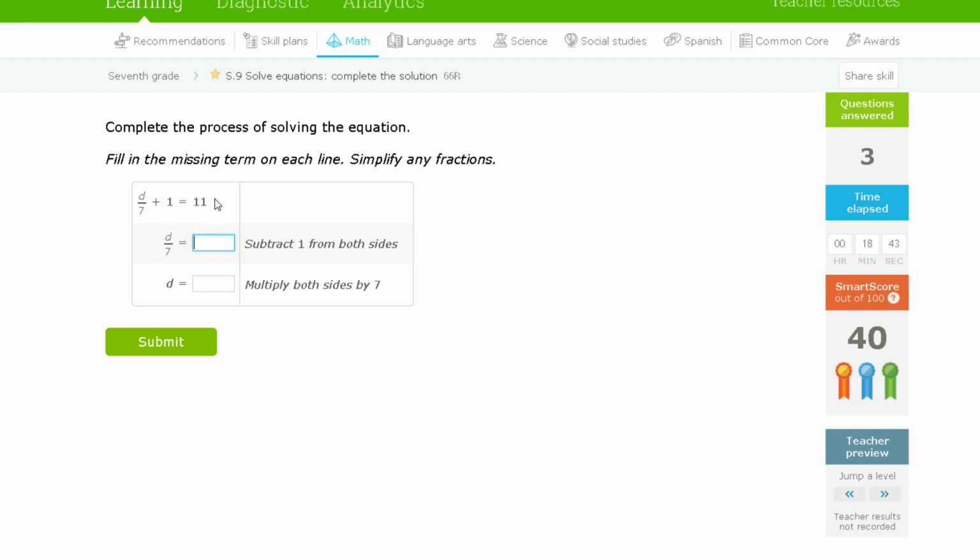But then we have to do the same thing to the right. 11 minus 1 is 10. And then from here, we need to multiply both sides by 7 because we're dividing here. D divided by 7, well, we have to take the opposite, multiplication, and that leaves us with just d. So we have to do it to both sides, so it goes away on the left. On the right side, we have 10 times 7, which is 70.